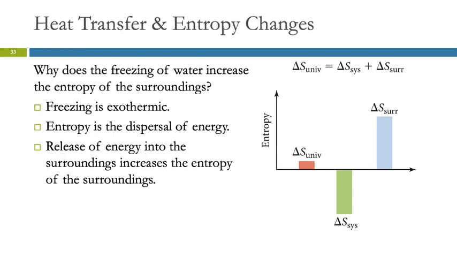So freezing is an exothermic process, which is causing energy to go out from the water, and entropy is the dispersal of energy. So the energy was in the water, and in the process of freezing, the energy left the water and went out into the surroundings, where it is more dispersed than it was in the water sample. Does that make sense? Everybody okay with that?